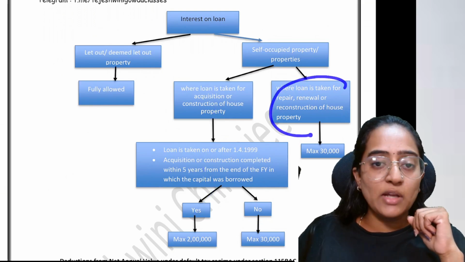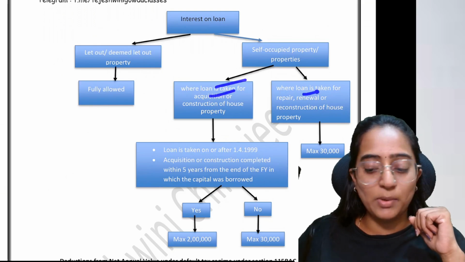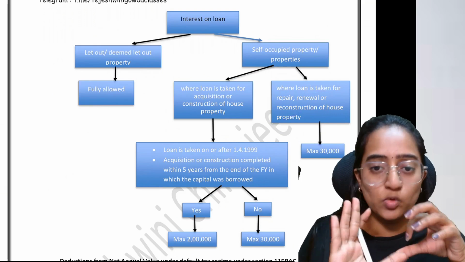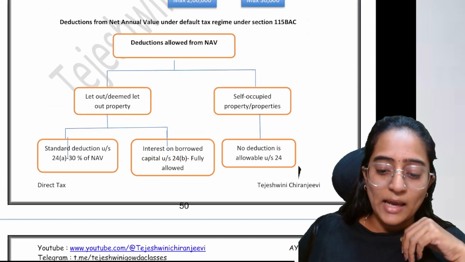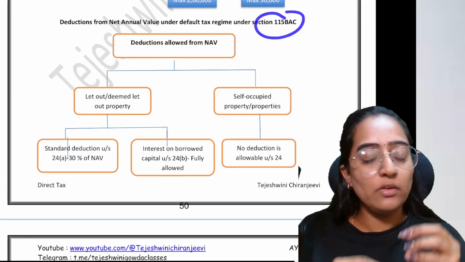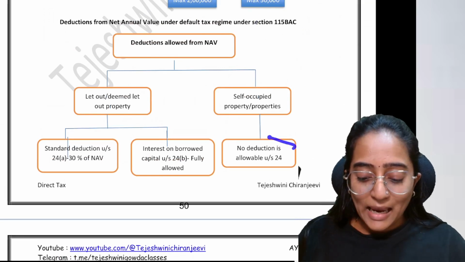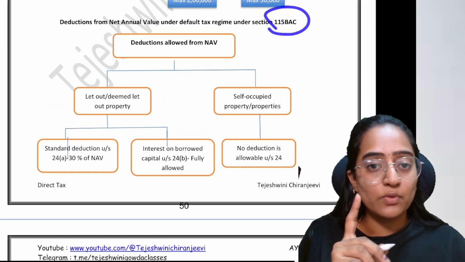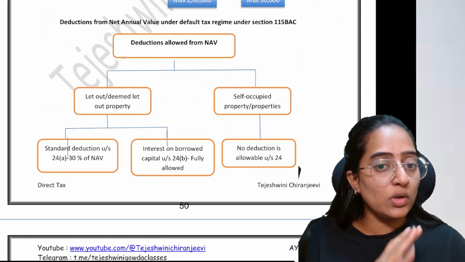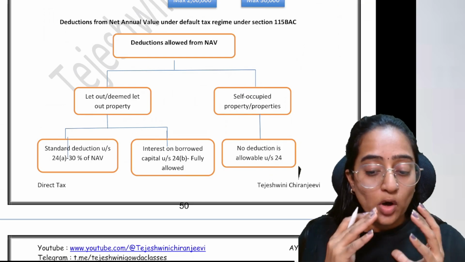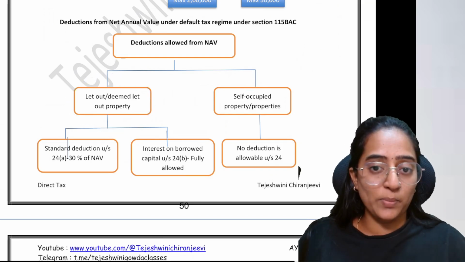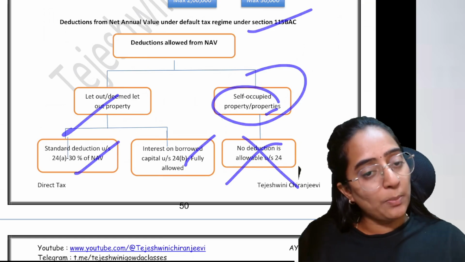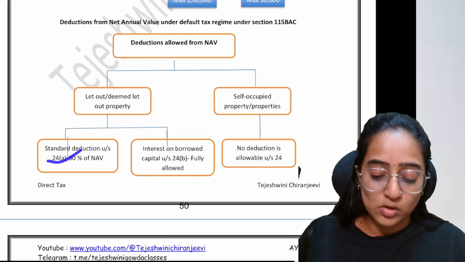What if you have taken the loan not for construction or acquisition but for renewal, repairs, etc.? At a maximum 30,000 is allowed. Don't worry, take it. And in case of 115BAC, a very important point, you don't have any interest allowed as deduction for SOP properties if you're following 115BAC. There is no difference if you are following 115BAC and you have let out property. For SOP property, interest is not allowed under 115BAC, but under LOP property it is absolutely allowed. 24A is also allowed, 24B is also allowed.